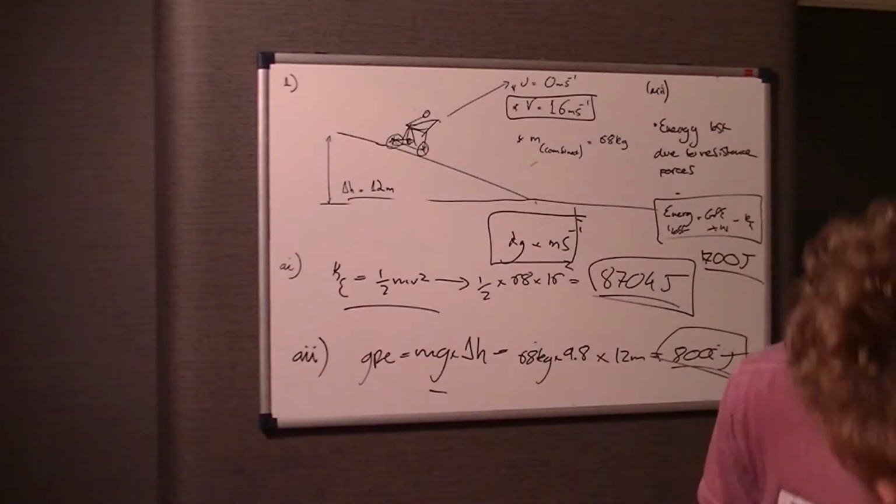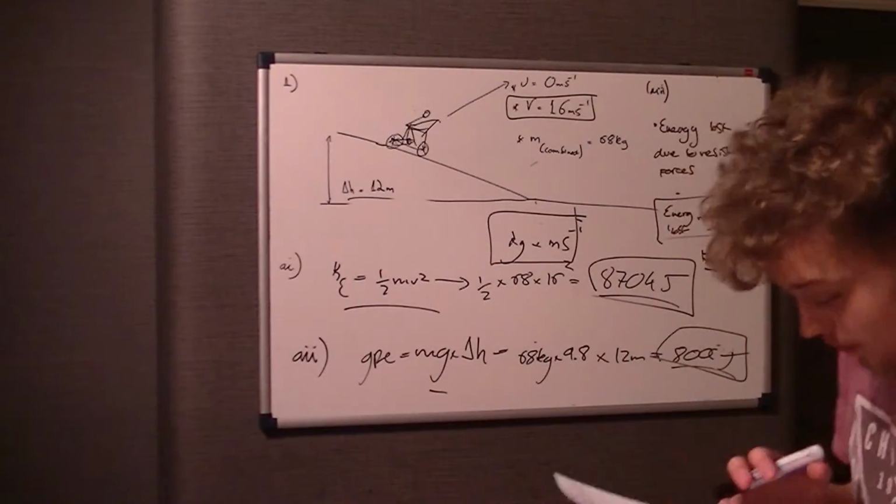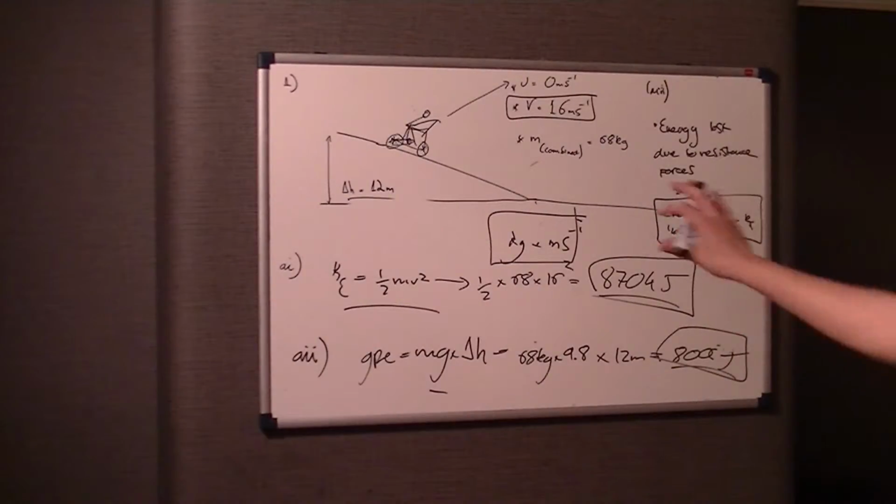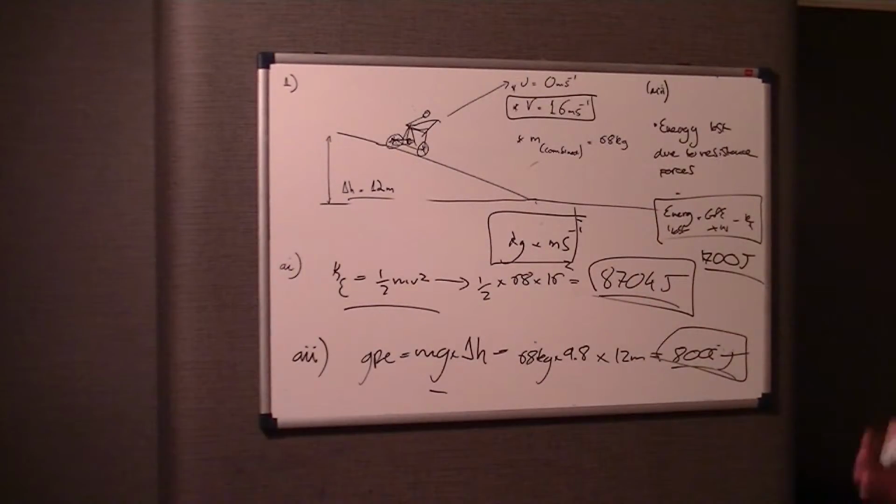The next part of the question says, the cyclist stops pedalling, so it now turns into a Suvat equation. So hopefully you've got this little bit of information that is towards the bottom of the board.